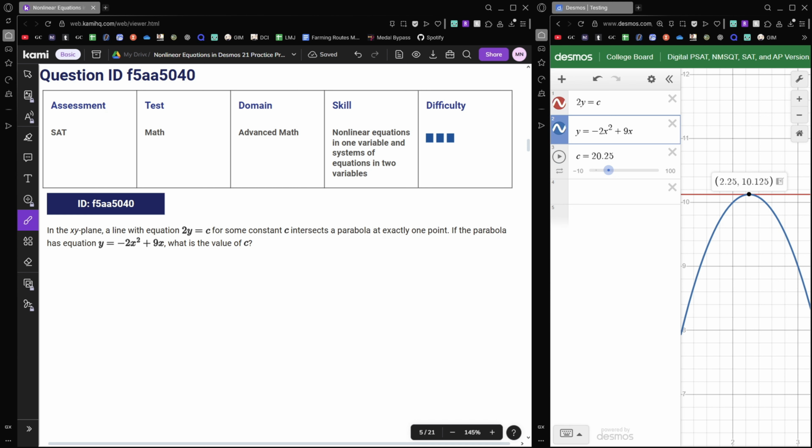Alright, so our answer will be 20.25. So c would be equal to 20.25. That was like a really roundabout way of doing that, but I guess we still got the answer.